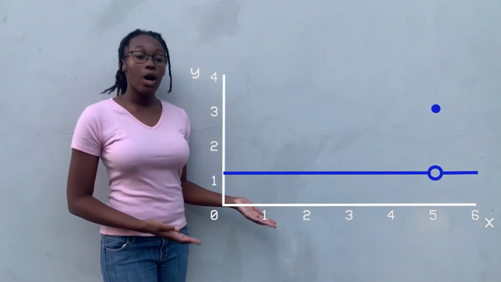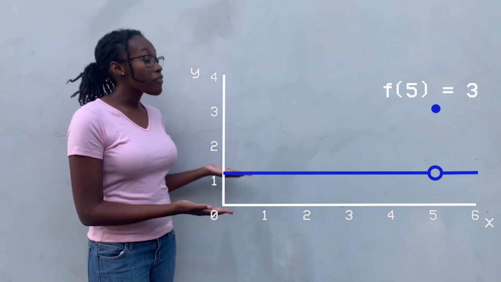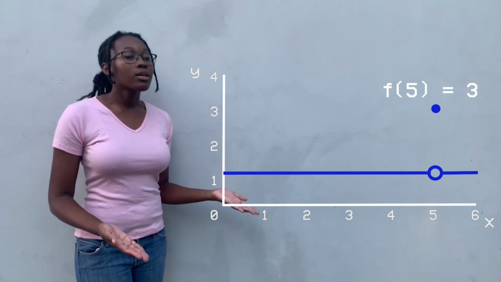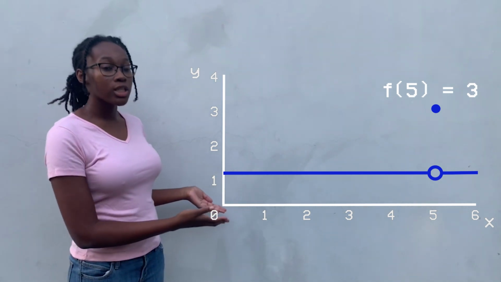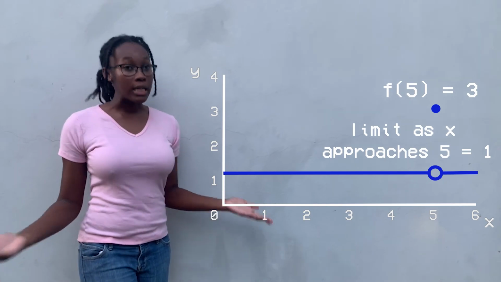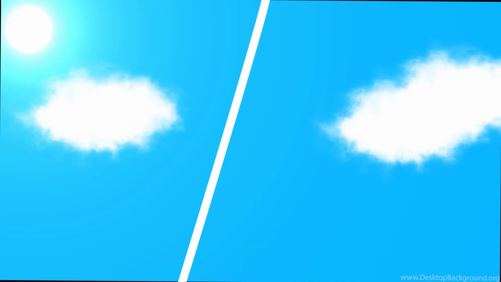In this graph, we see that when x is equal to 5, f of x is equal to 3. But the limit as x approaches 5 is actually equal to 1. So this function is not continuous. The sky is truly the limit when we can understand the concept of limits.